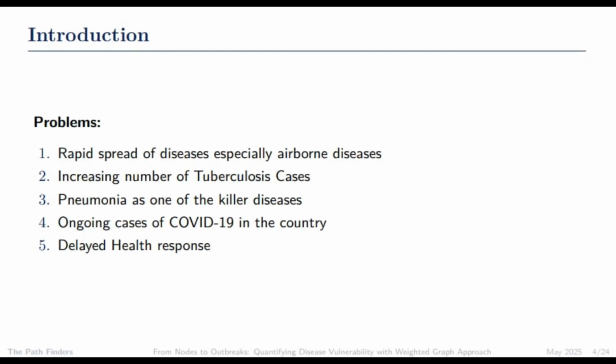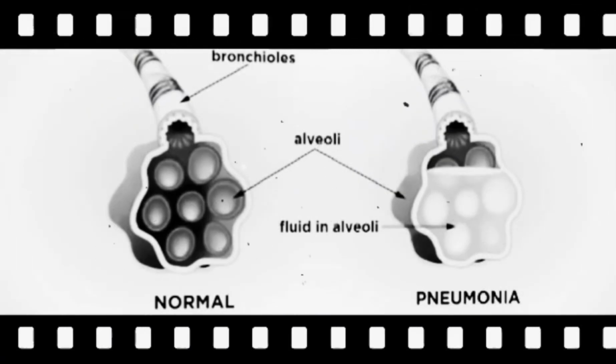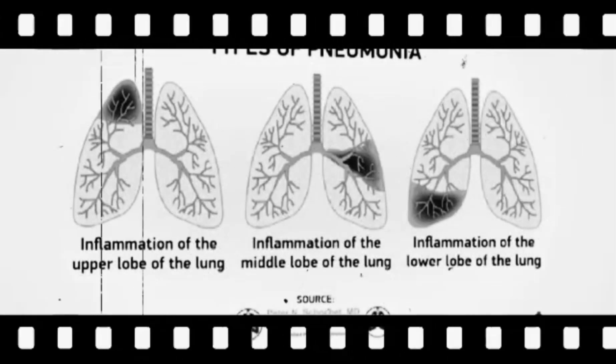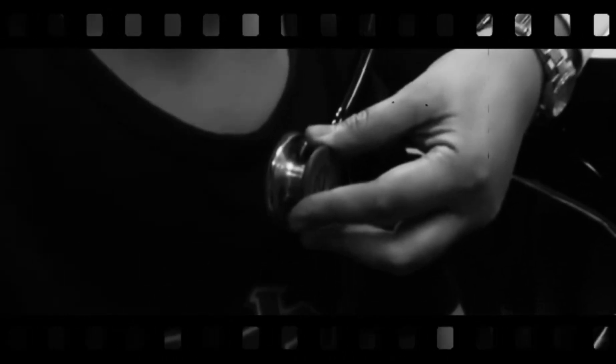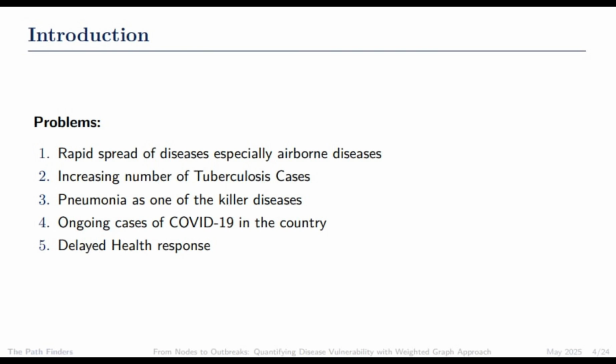Next is pneumonia as one of the killer diseases. Pneumonia is another type of airborne disease and is one of the leading causes of mortality, especially among children and the elderly. And the ongoing cases of COVID-19 in the country. Although the pandemic has eased in many areas, COVID-19 cases still persist and require ongoing attention.